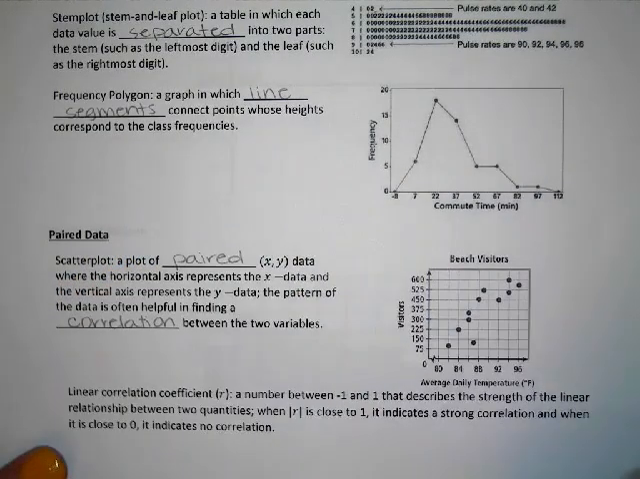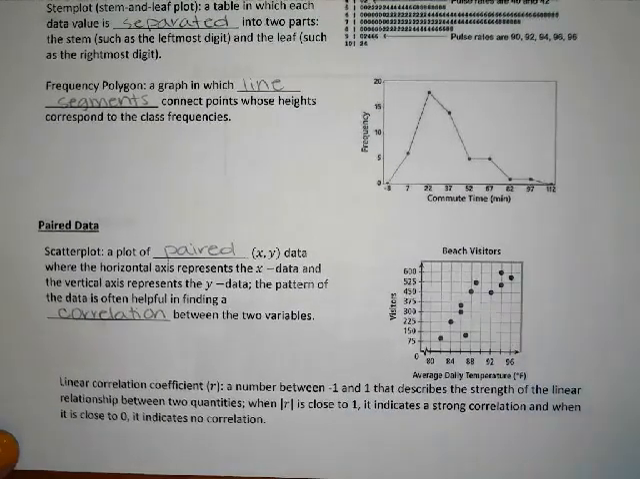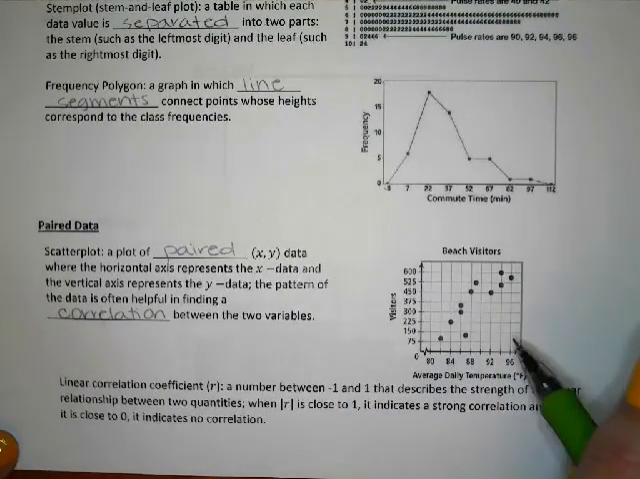So a scatter plot is helpful when you can't really separate the X data from the Y data, where the two have to be viewed together to have context. So here's an example of a scatter plot. We have the number of beach visitors and the average daily temperature.